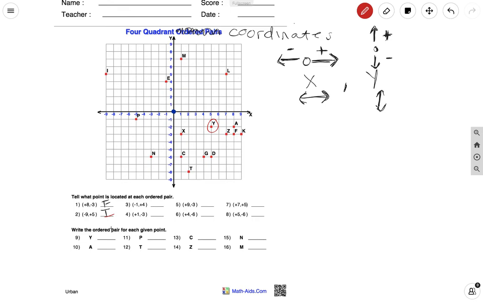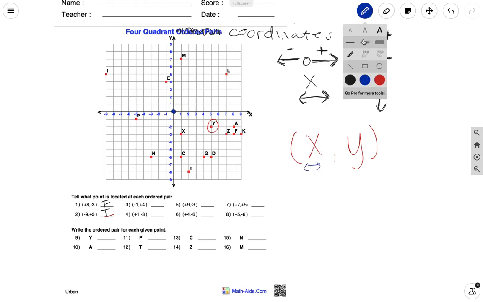And we need to figure out the coordinate. Again, coordinates are written X, comma, Y. Each of these questions are coordinates. So now they're saying, write a coordinate. How do we write a coordinate? We start from our middle. Always start from our middle. And we need to figure out, how do we get to Y? You always have to move left to right first. You always have to move this way first. So how many spaces do we have to go?